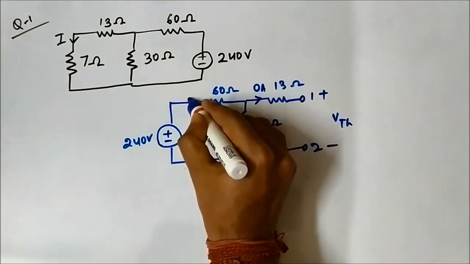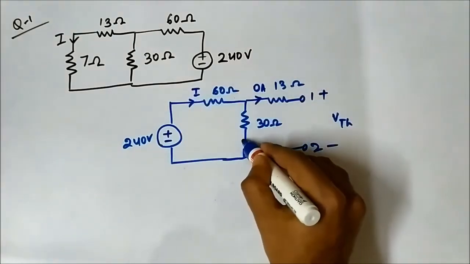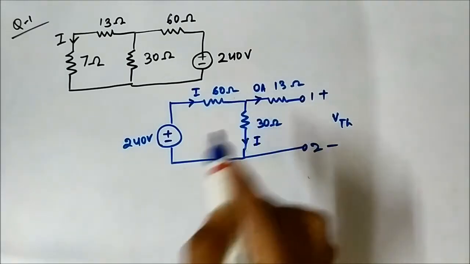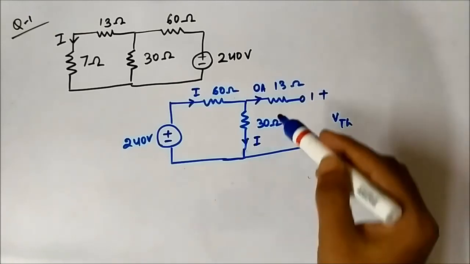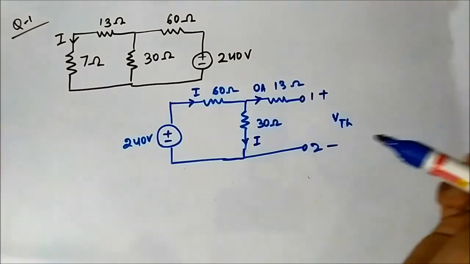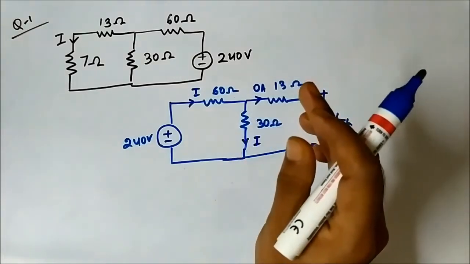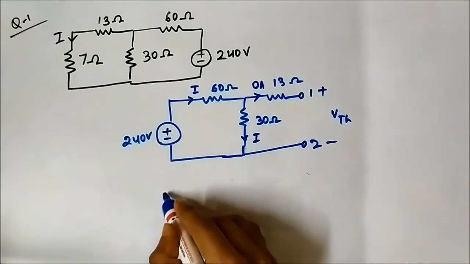So it means whatever current flows through this 60 ohm resistor, same current will flow through 30 ohm. It means 60 ohm and 30 ohm, they are in series connection. Okay, so we will determine the voltage across this 30 ohm resistor, and that will be our Thevenin voltage. So voltage division rule, we have already discussed it, so we'll apply.